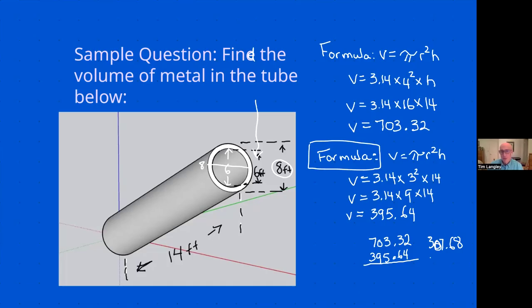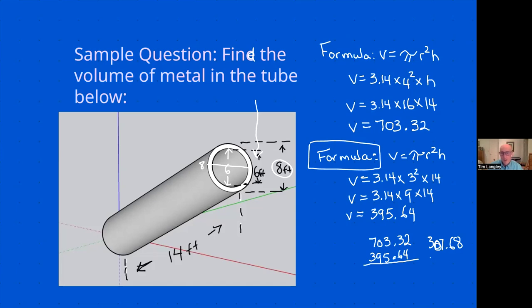Okay. So 3.14 times 3 squared times 14. Where did the 14 come from? That's the whole length of the whole thing. That hole goes all the way through the whole cylinder. Okay. All right. In this case, I'm going to do all that math and get 395.64. Now, final step is to take the total volume of the whole cylinder.